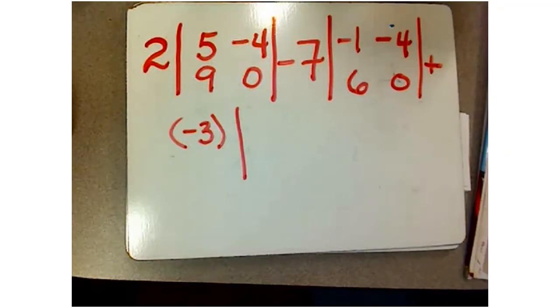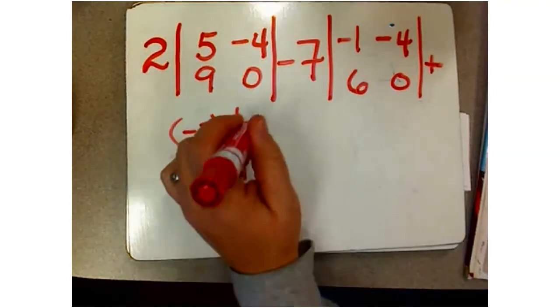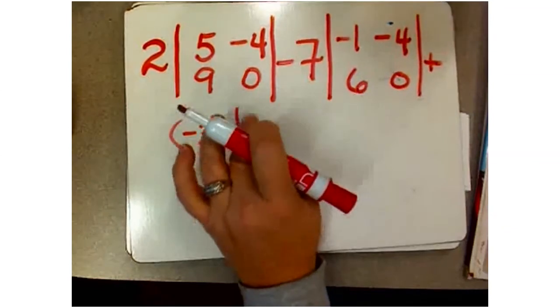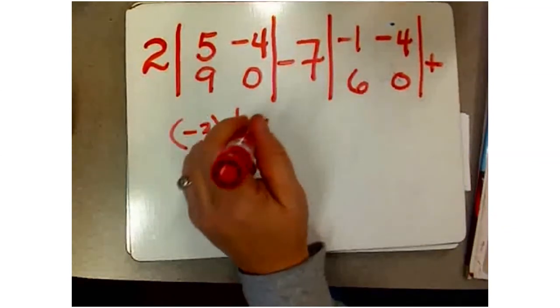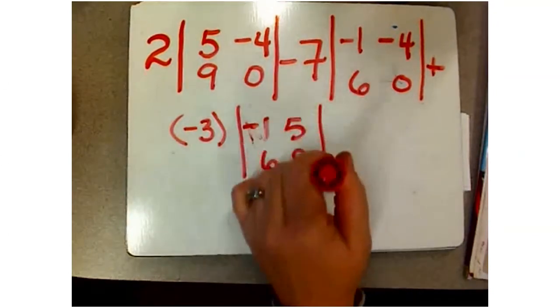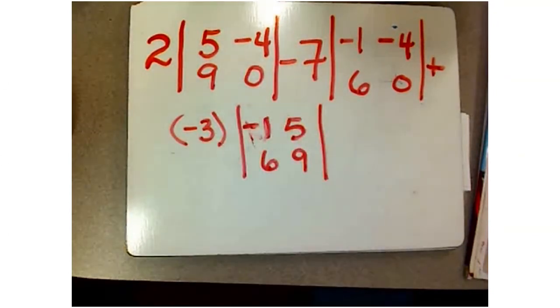If you cover up the first row and the first column, what is left? -1, 5, 6, and 9. Yes. So you're going to do plus a -3, determinant open, -1, 5, determinant close.